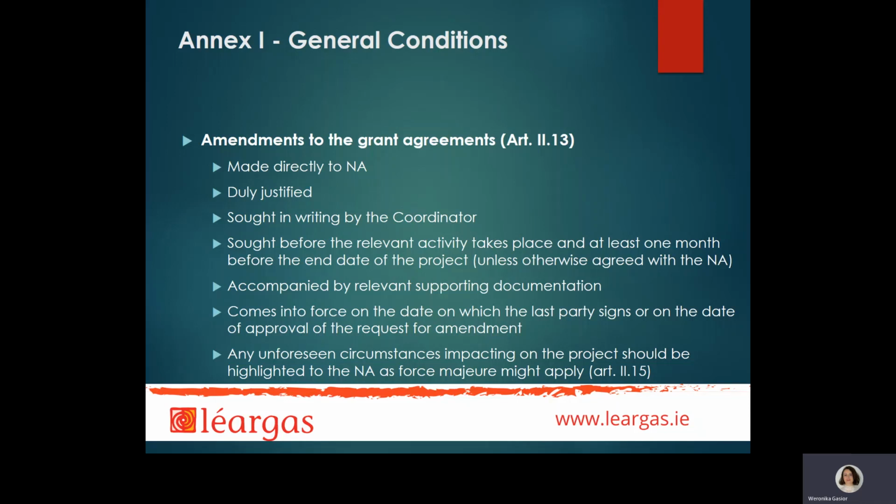Amendment requests need to be made in writing directly to DNA, have to be justified, sought before the relevant activity takes place, and at least 1 month before the end date of the project. Where necessary, they should be accompanied by supporting documentation. The amendment process is clearly outlined in the next slide.